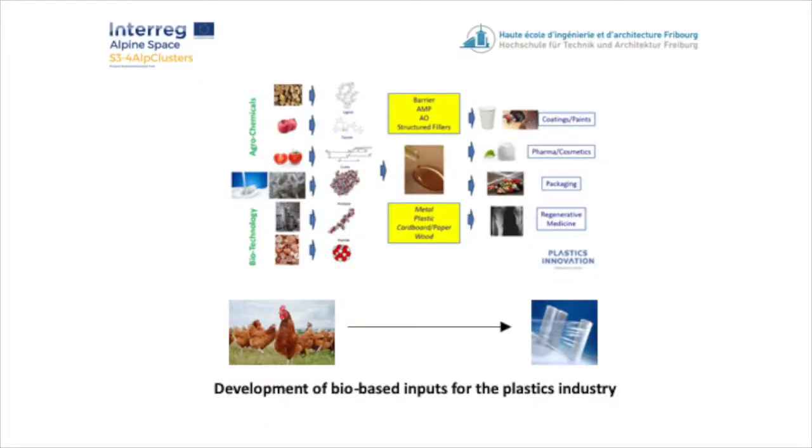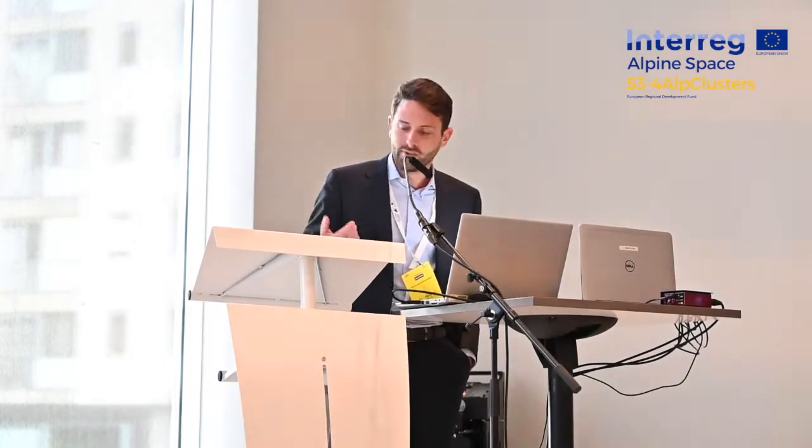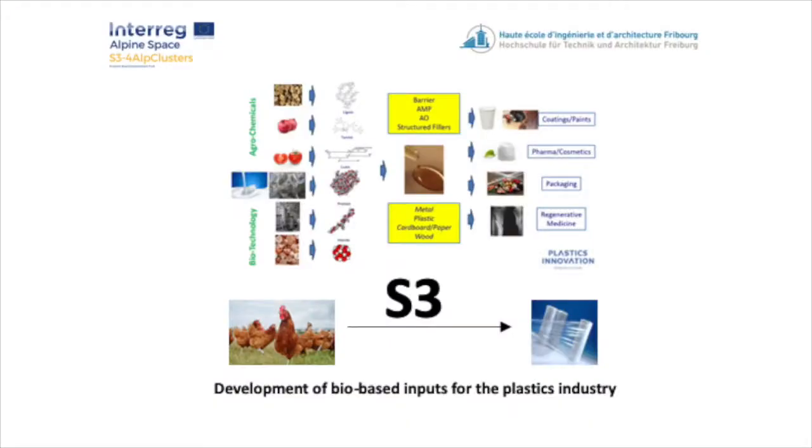But how exactly this is done? I'm a very simple-minded economist. I have no idea. I cannot explain that to you. What it really takes to develop bio-based inputs for the plastics industry is targeted investments, targeted research, targeted projects and actions to develop such bio-based inputs for the plastics industry. And this kind of process is something that we typically call smart specialization strategy.